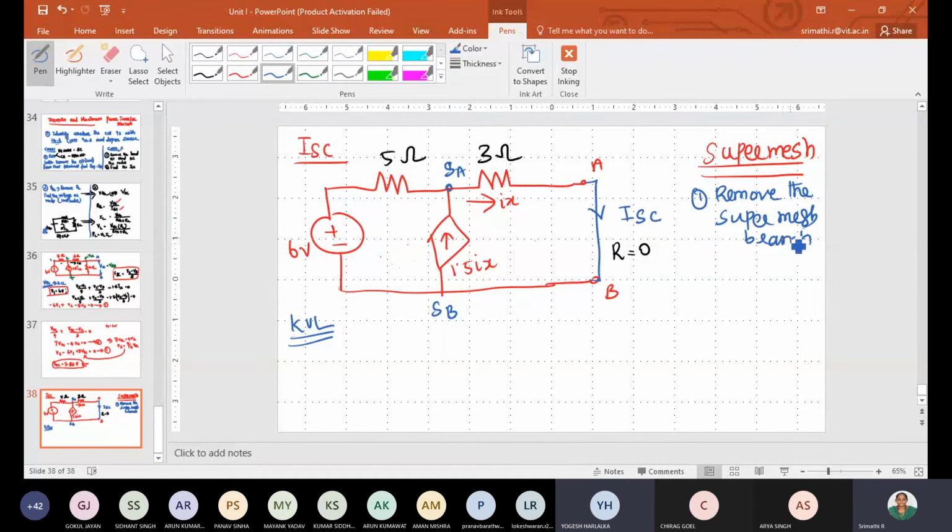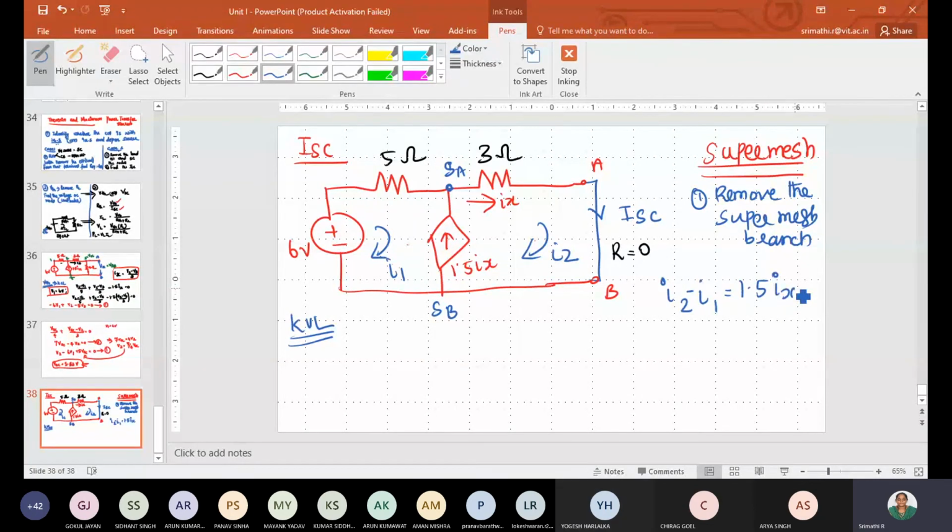Before that, assume your currents first. This is I1, this is I2. After that, remove the super mesh branch. How can I write this super mesh branch current? How will I write this 1.5 Ix? It is in the direction of I2. So I2 minus I1 will be equal to 1.5 Ix.